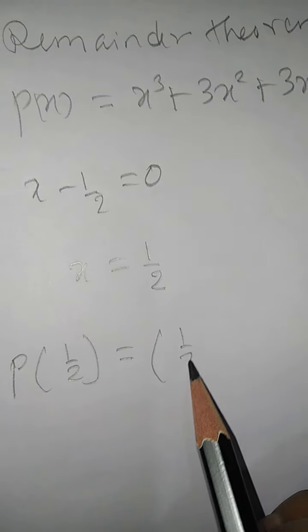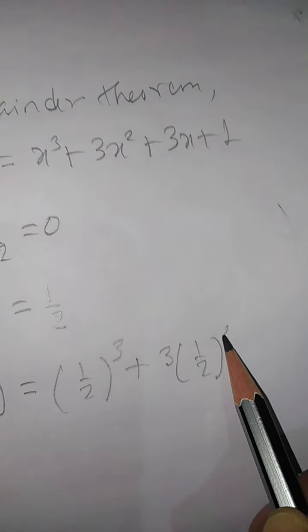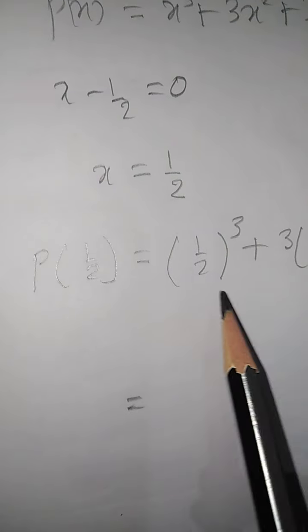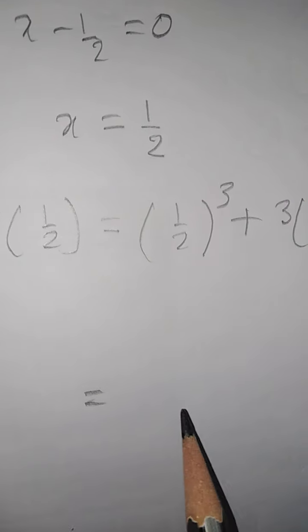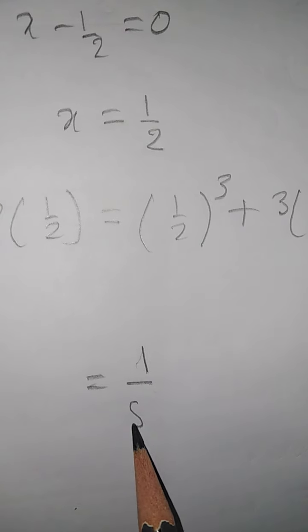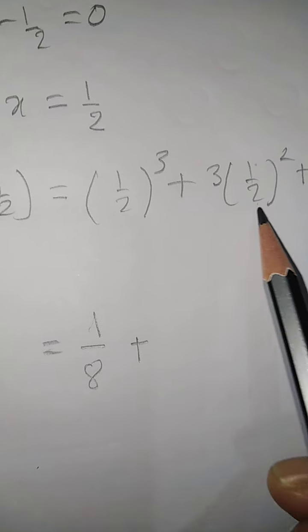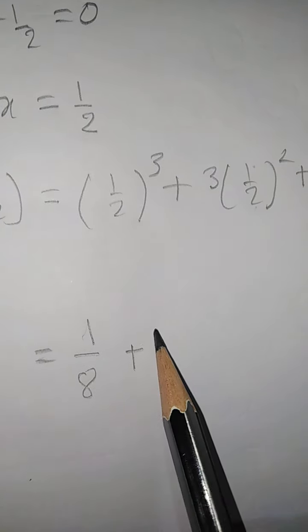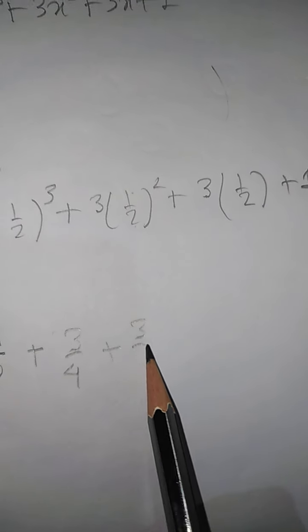Now p, in place of x we have to replace with 1 by 2. Students, you all know the reason why we are replacing x with 1 by 2. Now 1 by 2 whole cube means this cube is meant for both 1 and 2. So what is 1 cube? 1. What is 2 cube? 8. Plus this square is also meant for both 1 and 2. So what is 1 square? 1. What is 2 square? 4. So 3 ones are 3 and 4. Plus 3 ones are 3 and 2.